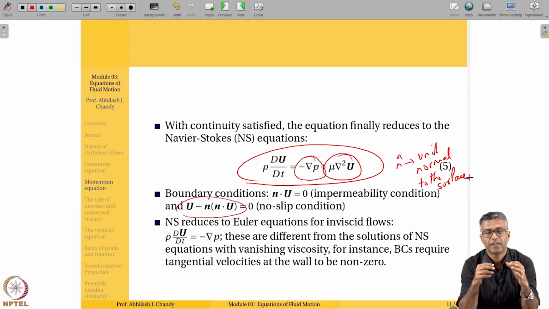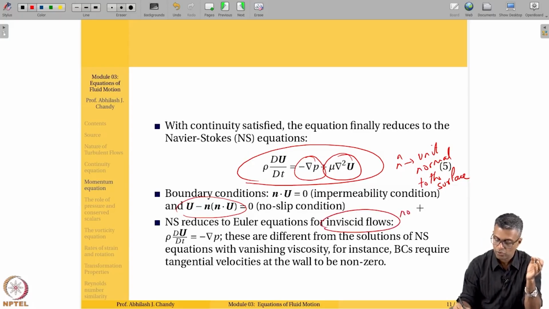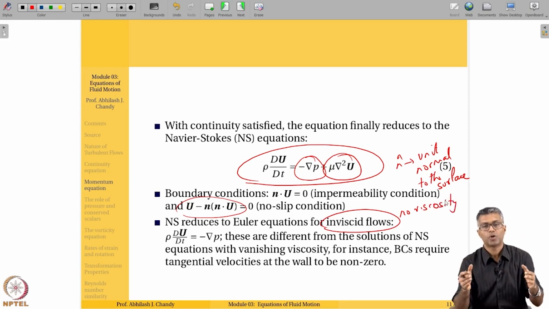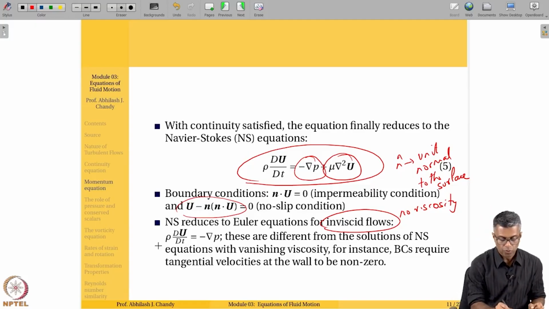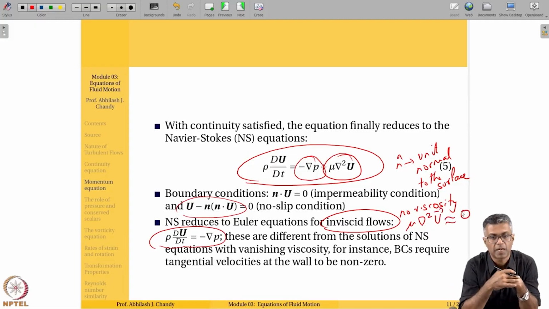If you have inviscid flow, meaning no viscosity, then the Navier-Stokes equations would reduce to the Euler equations. In that case, what you will have is rho du dt is equal to minus del p. So the mu del squared u goes to 0. It's approximately 0, vanishing viscosity.